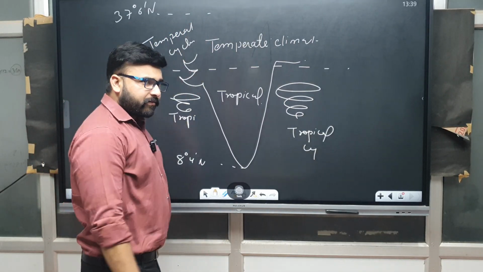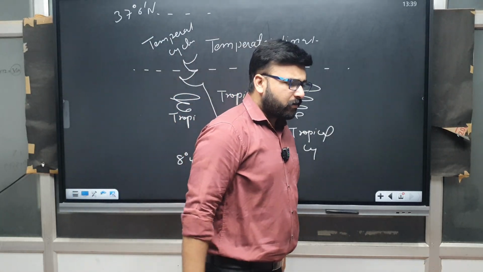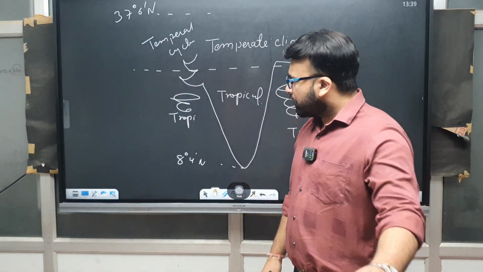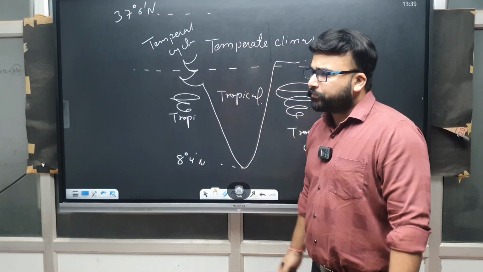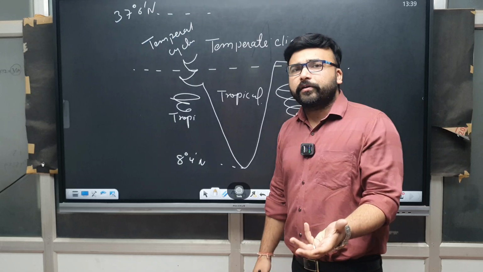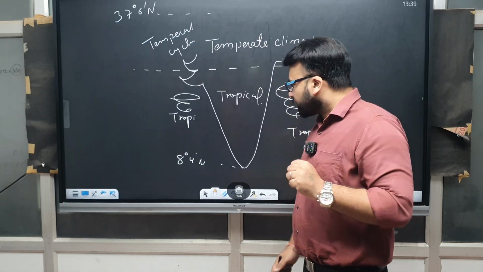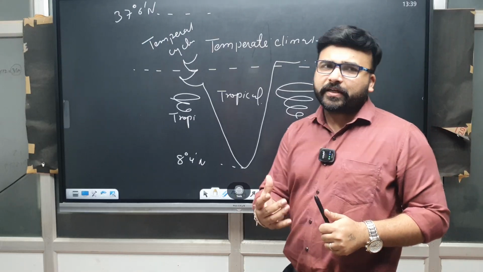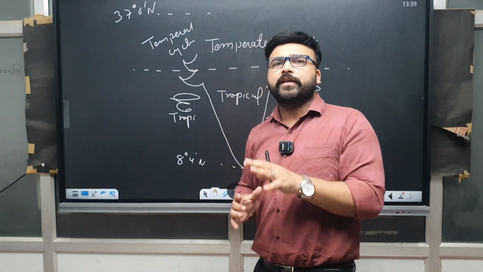Generally, tropical cyclones are more dangerous, or you can say they cause enormous damage. But the temperate ones are beneficial for India because they cause winter rainfall. That's why they are good. But here we are talking about the disastrous nature of tropical cyclones, how they actually affect India.